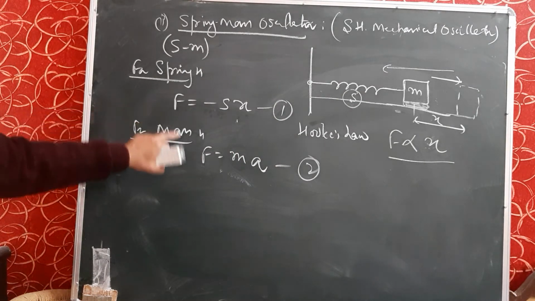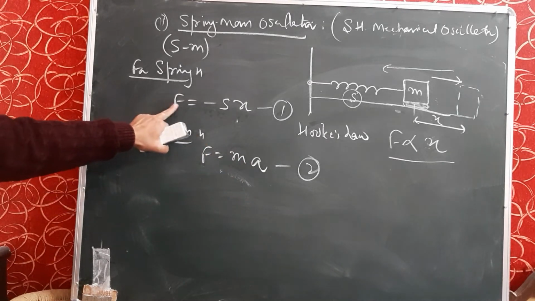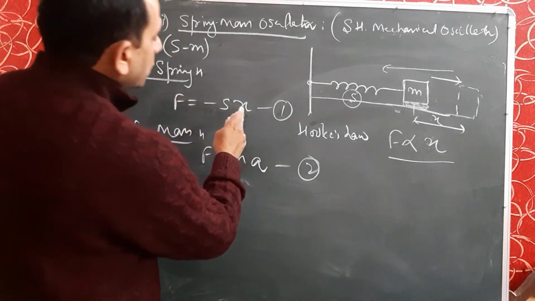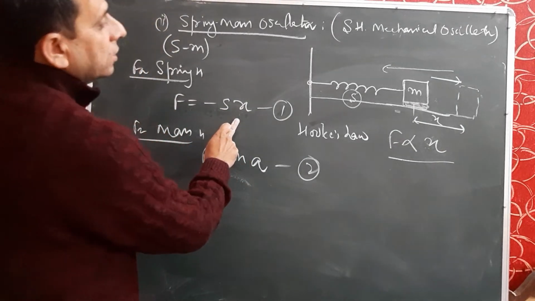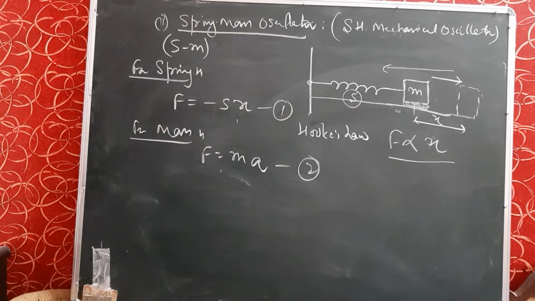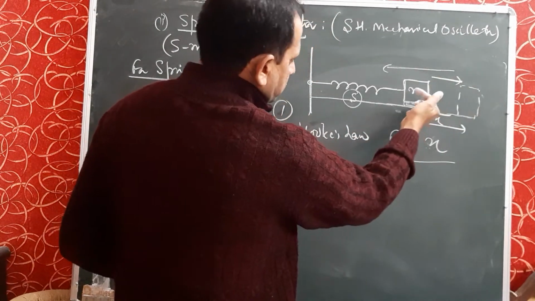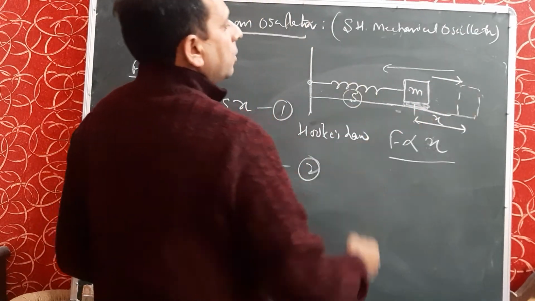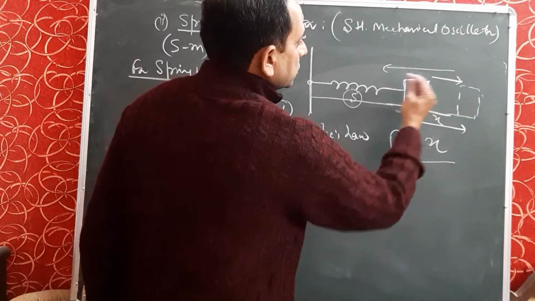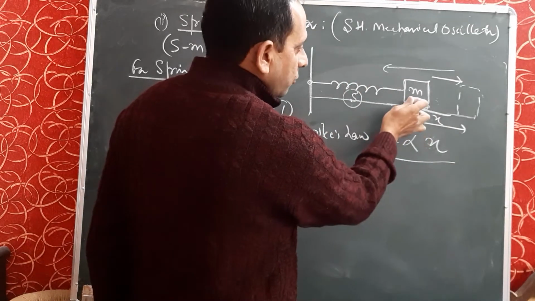So, there are two forces. This force F is equal to ma is positive, and F is equal to minus Sx is a negative force. So, why is it negative? Because it is restoring. This force provides restoring action on the mass. When you pull this mass on the right hand side, which force is responsible to bring it back to its main position? The reverse force is provided by the spring, and the applied force is on the mass.